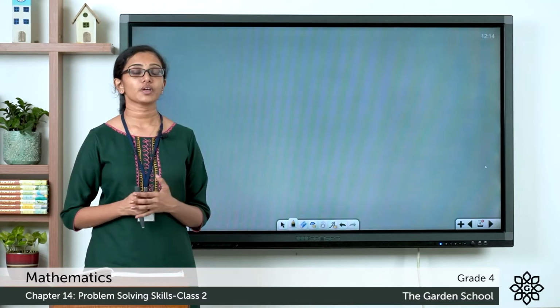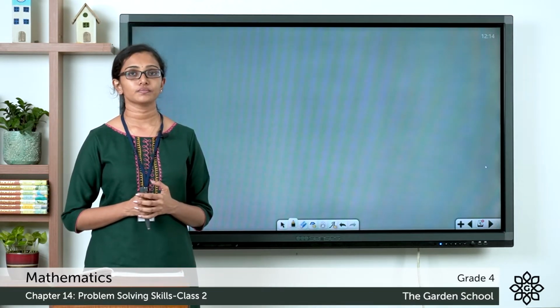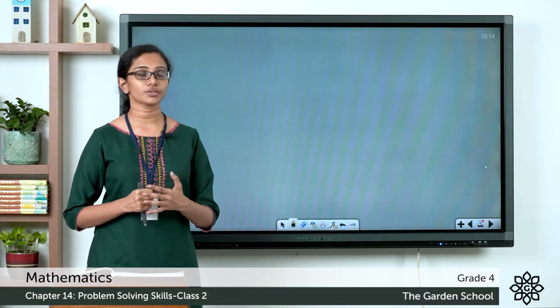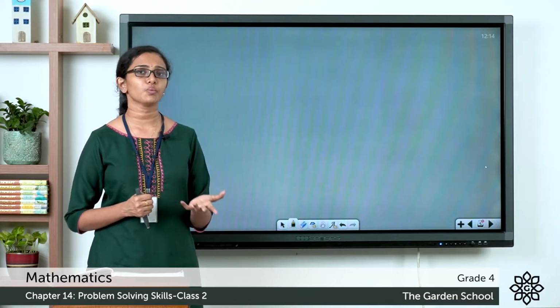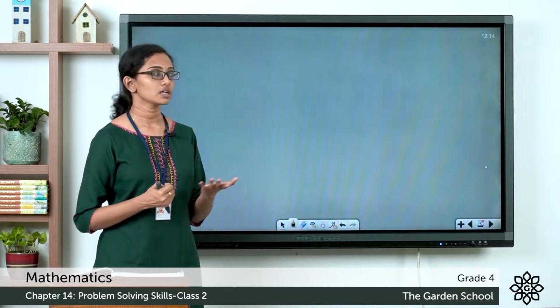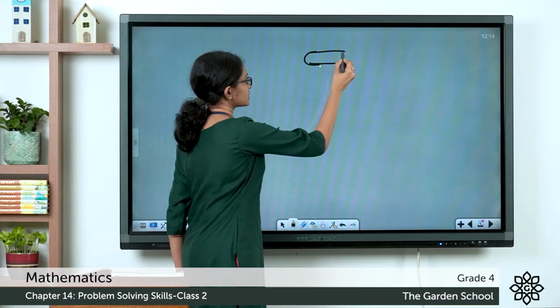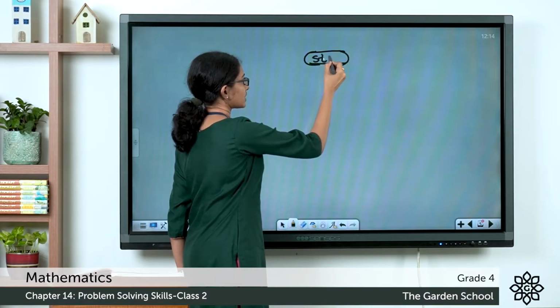So suppose you are planning to go to the store and it is about to rain. And if it is raining, you are not going to go to the store. And how would you represent this in a flow chart? See, to mark the start, I am going to draw an extended circle and I am writing start in this.